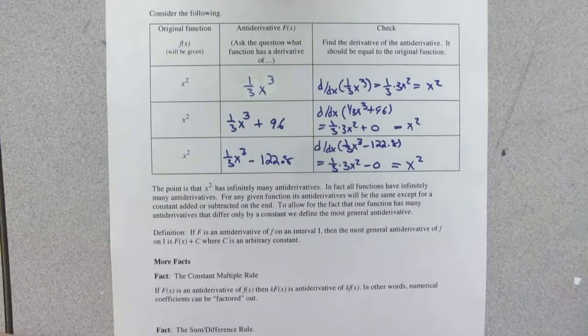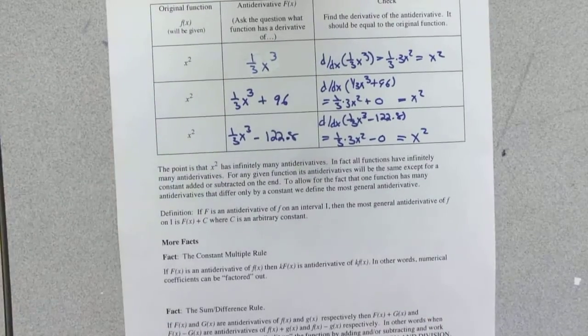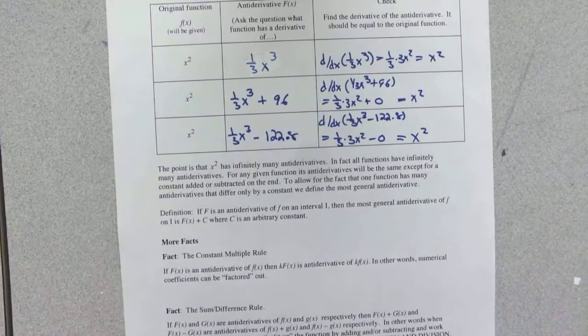To allow for the fact that one function has many antiderivatives that differ only by a constant, we define the most general antiderivative, which is this. If capital F of x is an antiderivative of little f on an interval I, then the most general antiderivative of little f on I is capital F of x plus c, where c is an arbitrary constant.